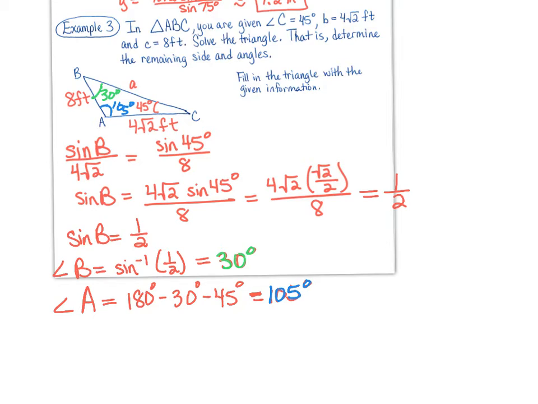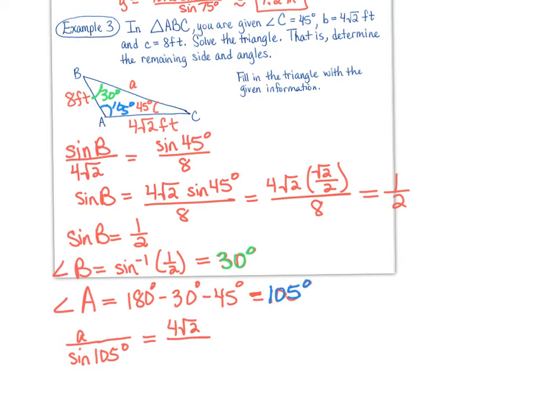Now what do we need to find? Side little a. Good. How do we find it? A over sine of 105 degrees equals 4 root 2 over, well, if you went, yeah, 4 root 2 over. Can you use a Pythagorean theorem here? No, it's not a right triangle. There you go. We're working with what kind of triangles? We're working with oblique triangles. Pythagorean theorem only applies whenever you're working with a right triangle.